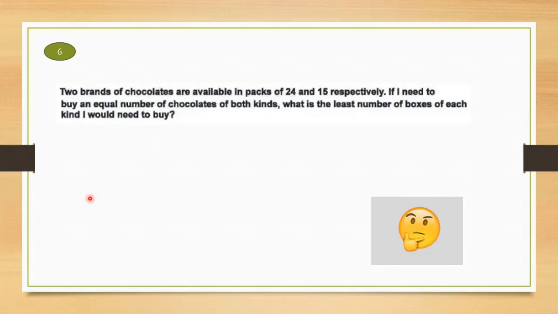Least number means LCM. But then it's asking you the least number of boxes of each kind. Ma'am, 3. 120. What is 120? The least number of boxes. No. Ma'am, the least number is 360. Oh, children, 360? Read the sum. Least number of boxes of each kind.